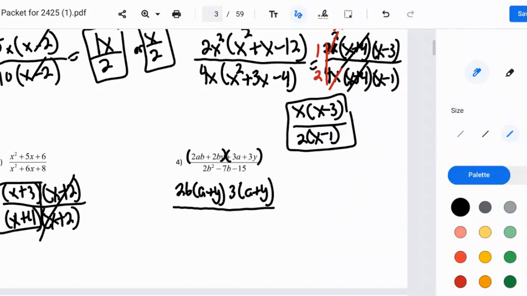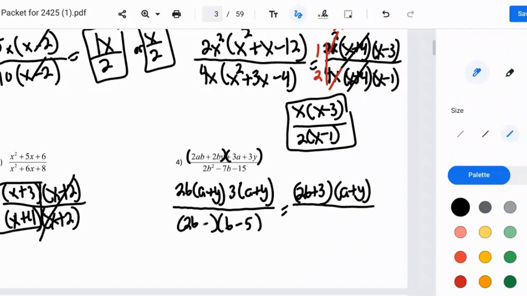On the bottom, oh, I got to finish that. So that'd be 2b plus 3, one of your factors. A plus y, because it shows up twice, is your other factor. All right, now on the bottom, I have a 2b and a 1b. And then the multiples of negative 15 that add to give me negative 7. 3 and 5. I want to say it's minus 5 plus 3.